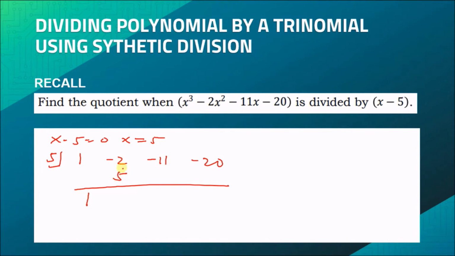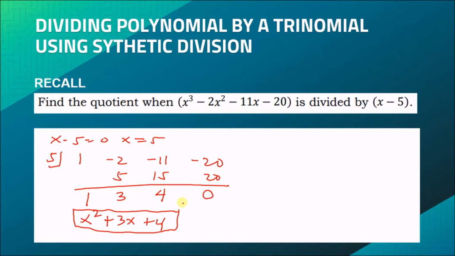1 times 5 is 5. Negative 2 plus 5 is 3. 3 times 5 is 15. And dito natin to. We have 4. Then 4 times 5, 20. And the remainder is 0. Pagdating sa quotient, malalaman natin na yung quotient natin is 1 lesser than the degree of our dividend. If this is x cubed, we could say that our coefficient has a degree 2 kasi nga 1 lesser than 3, kaya magiging x squared plus 3x plus 4, and this is our quotient.